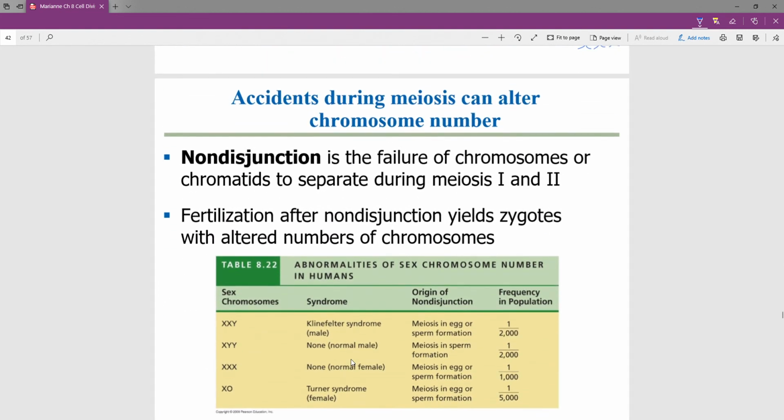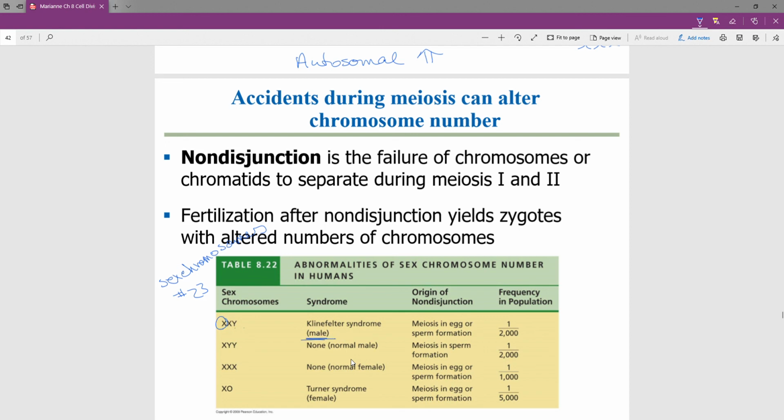So non-disjunction is the failure of chromosomes to separate either in meiosis 1 or 2. It's not just chromosome 21. It could also be in not an autosomal chromosome. So these ones were autosomal. These ones could be in sex chromosomes, or the 23rd pair. And so sometimes you have non-disjunction. In this case, you'd have XXY, so an extra X chromosome, but that would be a male.